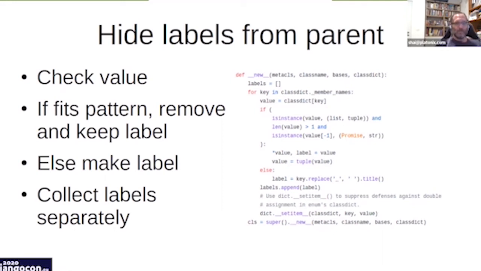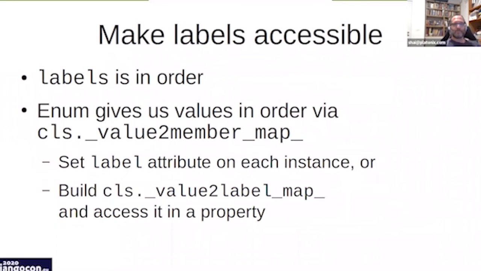But we are not done with the dunder new yet. We still need to make the labels accessible. So, we have the list of labels ordered according to the order of enum members. And from enum, we also get an inner dictionary, value to member map, in the same order. We have everything we need to pair the labels with the members.